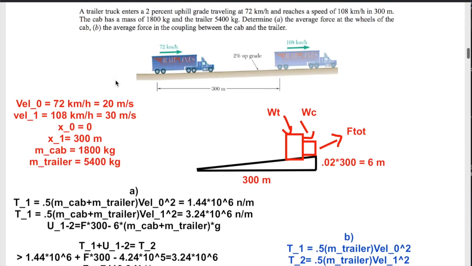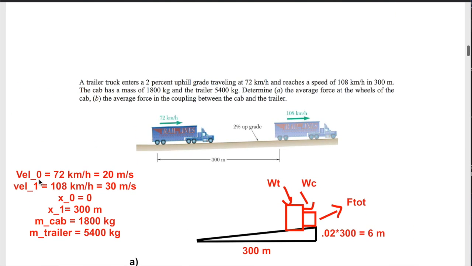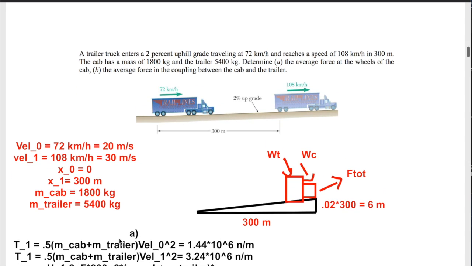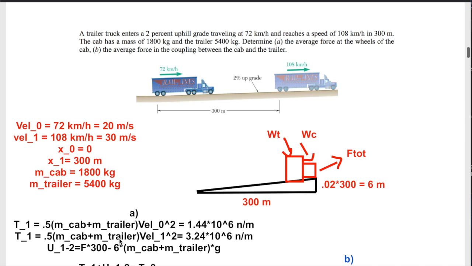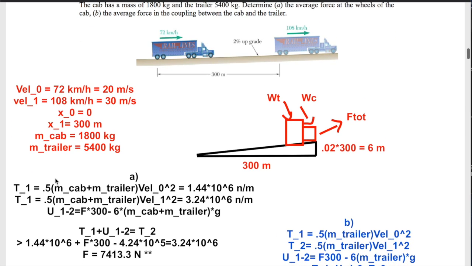So a couple things that were given. The velocity initial is at 72, which is 20 meters per second. Velocity at the top of the hill is at 30. We just have this start point as our x naught, which is 0, and we know it moves 300 meters. And we're also given the mass of the cab and the mass of the trailer. So A, the average force at the wheels of the cab.